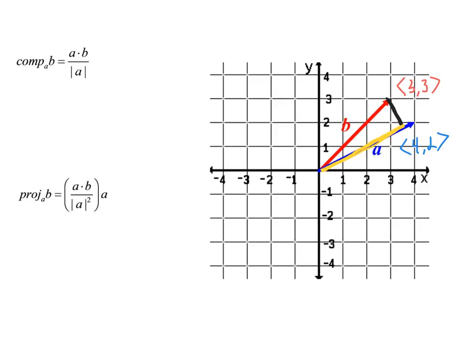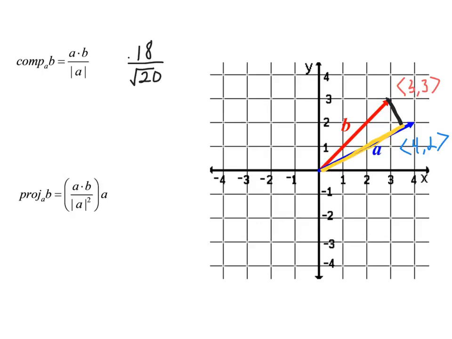I will do A dot B. 3 times 4 is 12, plus 6 times 2, or 12 plus 6 is 18, over the magnitude of A. So 4 squared plus 2 squared, so 16 plus 4. It is the square root of 20. So this is the length, the magnitude of that vector, that length of that yellow thing I just drew.